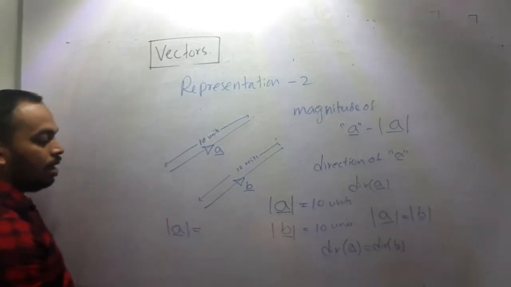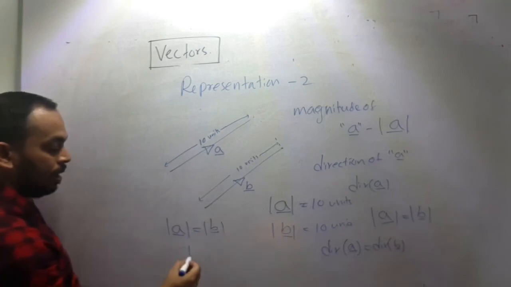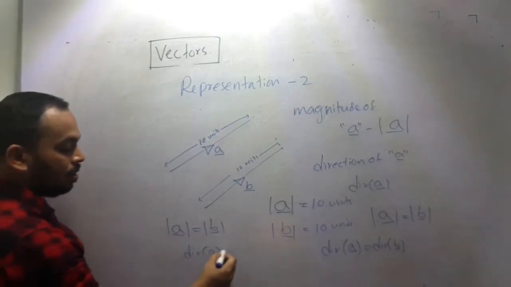If A and B are vectors, the magnitudes must be equal and the directions must also be equal.